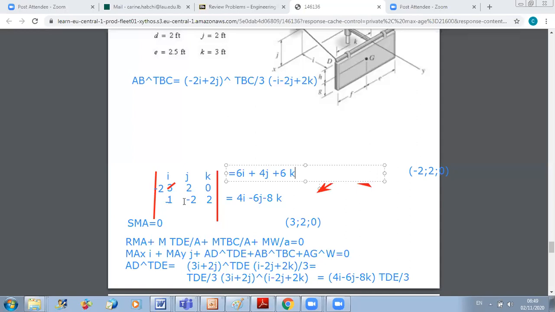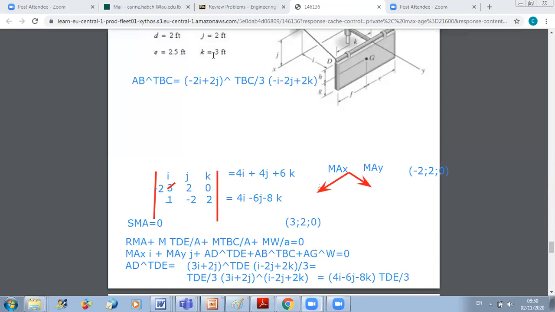Let me check something. Sorry, look, when we did along i, it's 2 times 2 minus 0. Okay, so it's 4. So please, let us fix it here. So here it's 4. Okay. So now this is our component for the vector AB vectorial TBC. So we still have the final component, which is AG vectorial W.